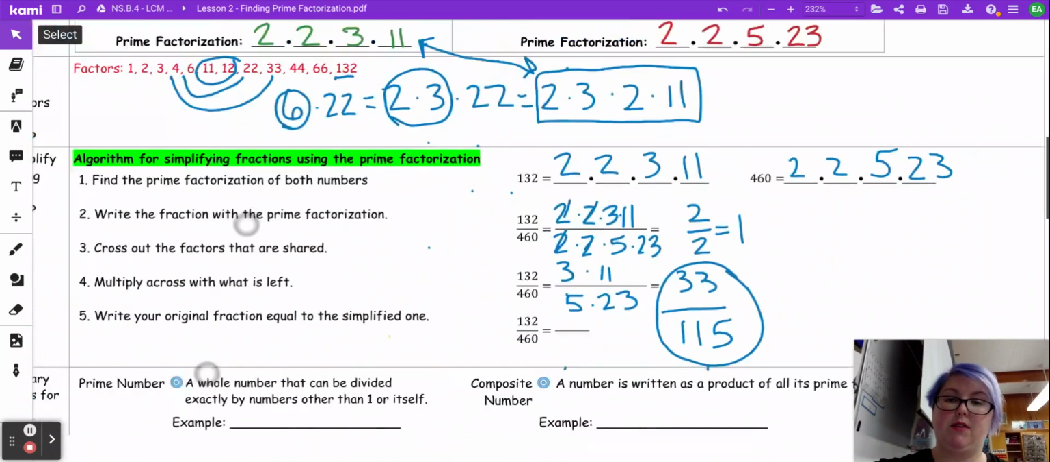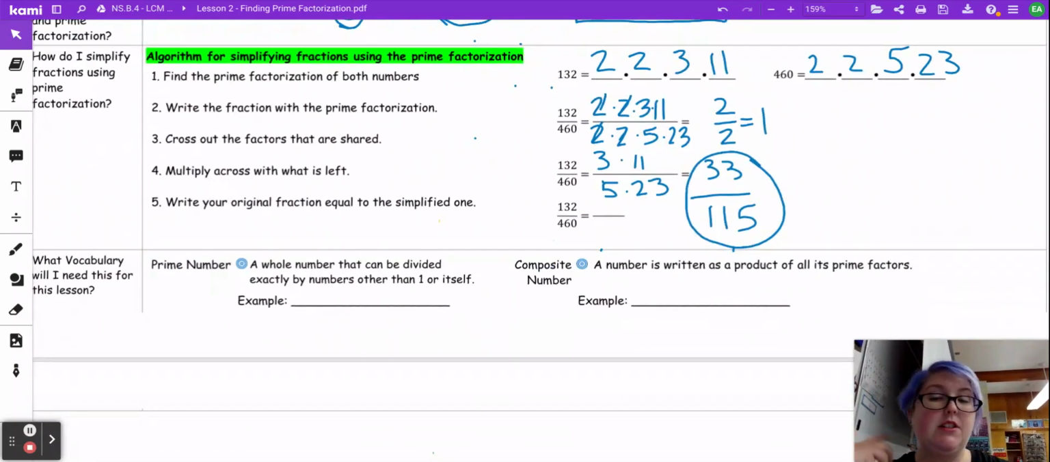Now, as always, folks, there are vocabulary words. You need to write some examples. This paper goes into your journal.